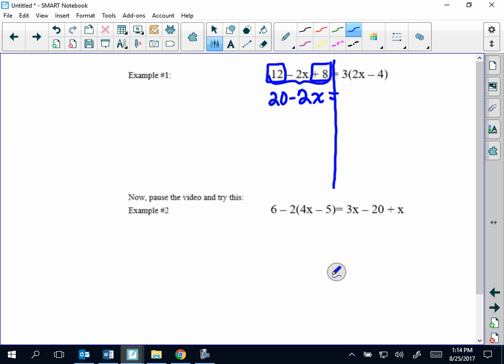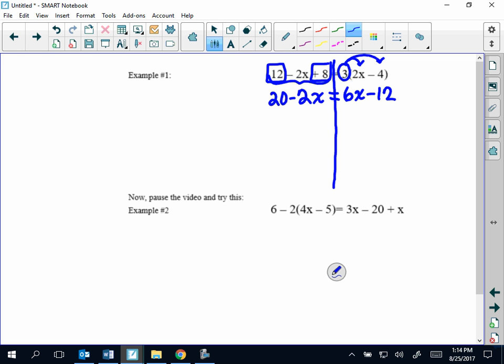On the right-hand side, I have a distributive property. I am distributing the 3 by multiplying it by each term. When I take 3 times 2x, I get 6x. When I take 3 times minus 4, I get minus 12. That is as far as I can simplify the right-hand side.